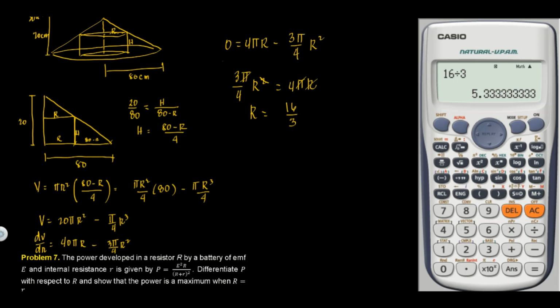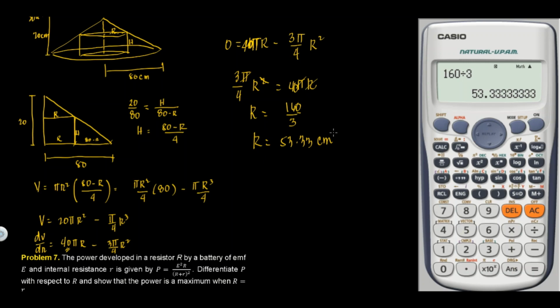Wait lang. 40 pala to. Sorry, 40. Kinulang na ng isa. So, 40 pi. 40 pi r. Okay. So, kung 40 pi, ayan, to 40 din. So, we have 4 times 40. So, 160. 160 pala. Okay, 160 over 3. Okay, so 53.33 cm. So, ayun yung ating radius, no?